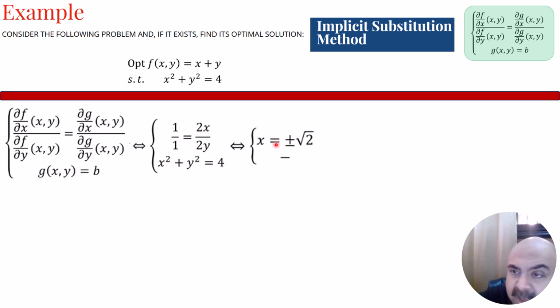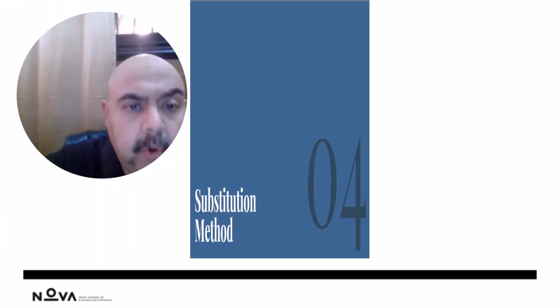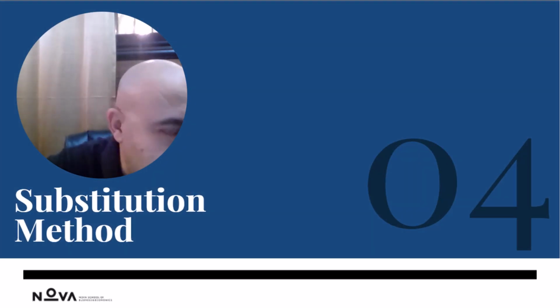I will end up having the same optimality point, and I can get the optimal solution relative to these 2 points exactly the same. Y will be root 2 and negative root 2, and substituting in the optimal function, I will get the results. Now to the last method, which is the substitution method.